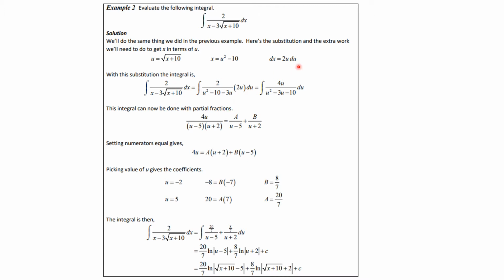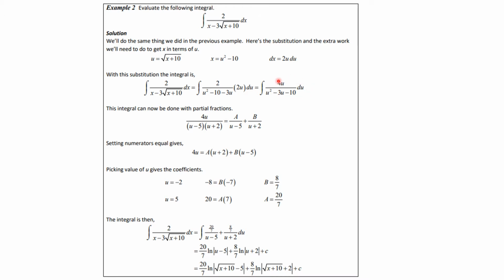dx is du, 2u du, excuse me. So I put all of that stuff in. So now when I multiply across the top, I get 4u over, and then I simplify, and I'm rearranging this just a little bit so it is cleaner. This is u squared minus 3u minus 10.